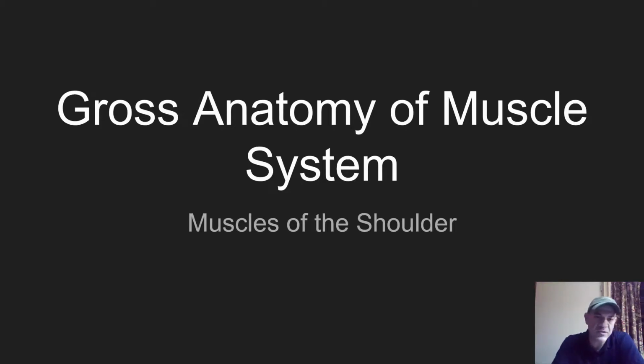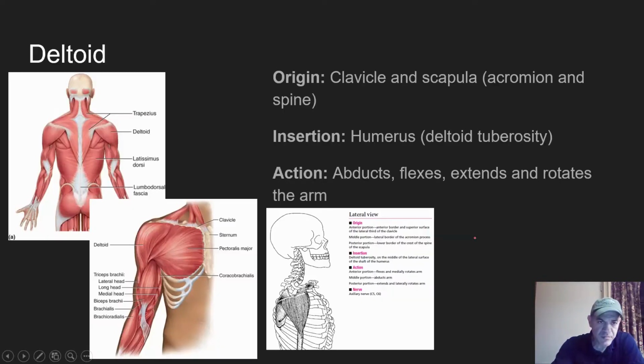So this is part 3 of a tutorial on the gross anatomy of the muscle system. And here we're going to focus on muscles that act on the scapula and the humerus, which are shoulder muscles. First muscle we're going to look at is the deltoid.